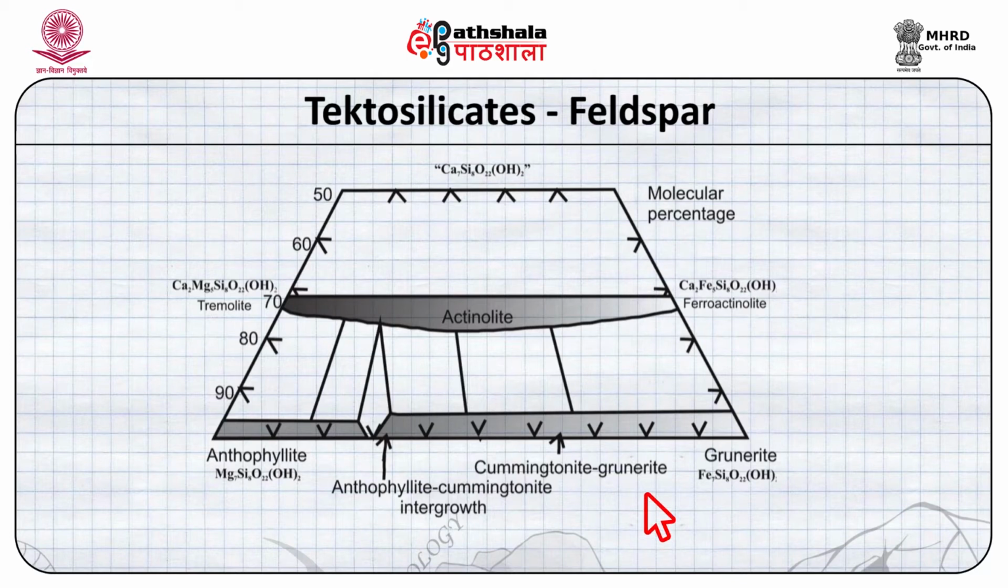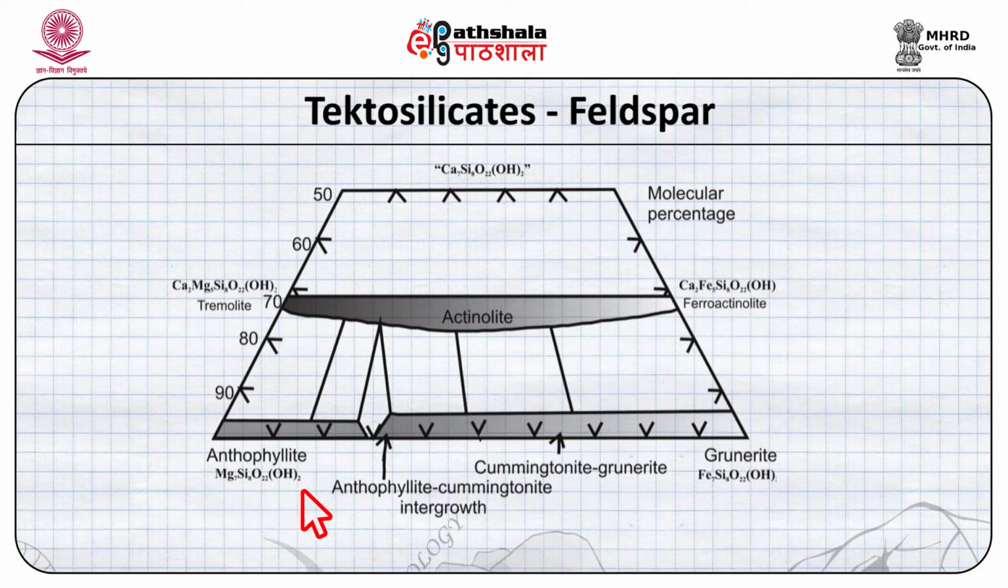This diagram is a quadrilateral diagram in which the upper part is the calcium end member, the left is the magnesium end member marked by anthophyllite, and the extreme right part is the Fe end member. As you can see, anthophyllite is at the extreme left end, which means that it has some amount of iron and some amount of calcium. The calcium is at the top.